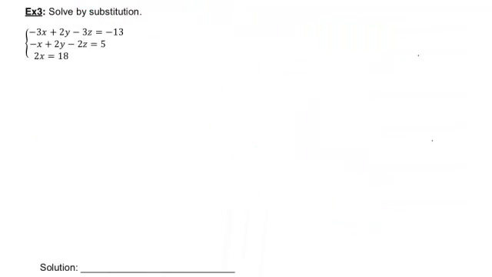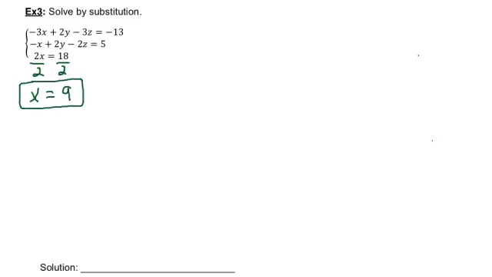In our last example, again, we're solving by substitution. Notice that we have 3 variables this time. So we have to solve for x, y, and z using substitution. So we're going to start with the simplest equation and solve for a variable that we can. If you notice our last equation, we have 2x equals 18. We only have one variable, so we can go ahead and solve for that. So our first step is to divide by 2. So that gives us x equals 9.